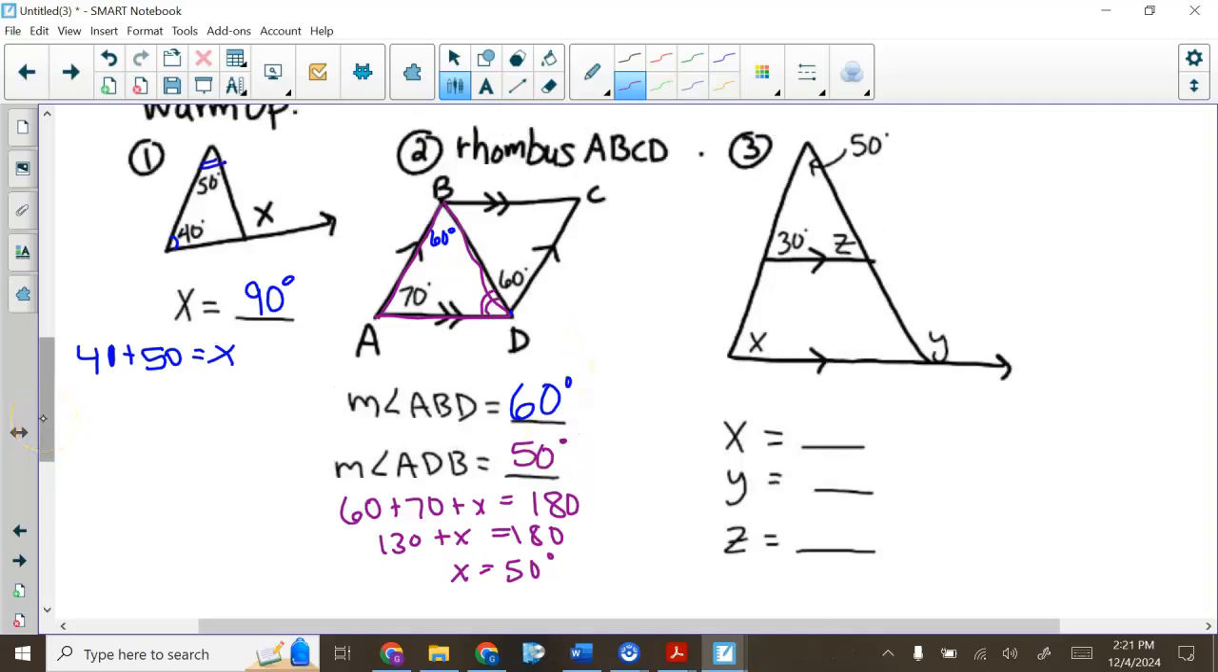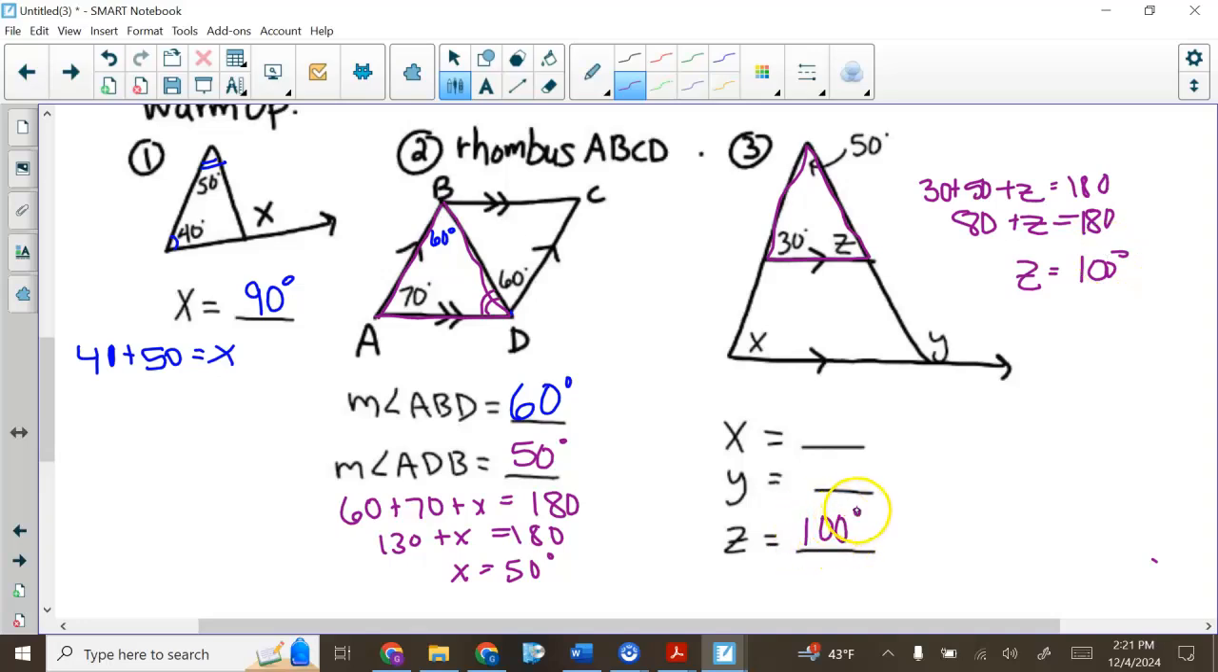All right, and the last one kind of can start with that same idea about the degrees in a triangle. We have 30 and 50 and z to equal 180. So we can add those up and subtract from 180. So that'll be your z, 100 degrees.